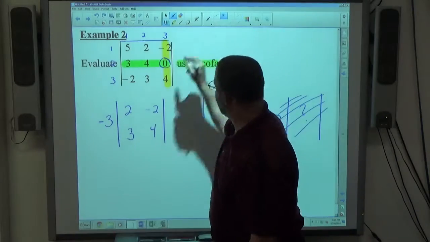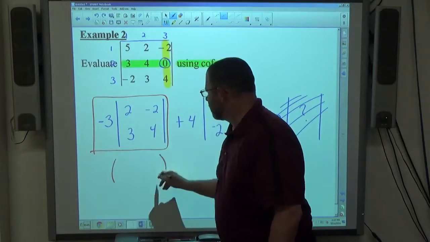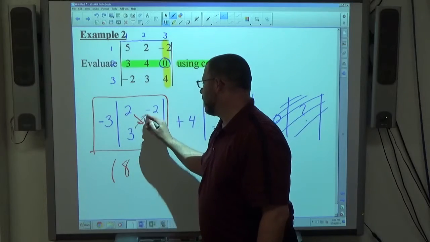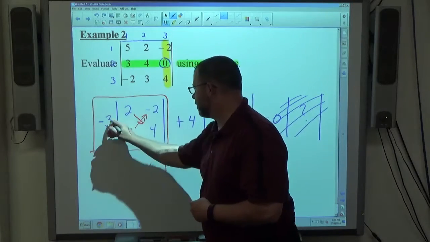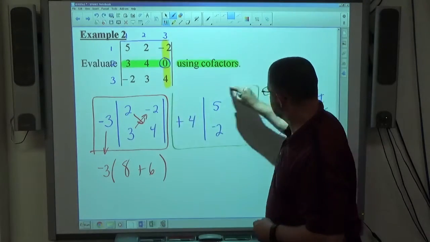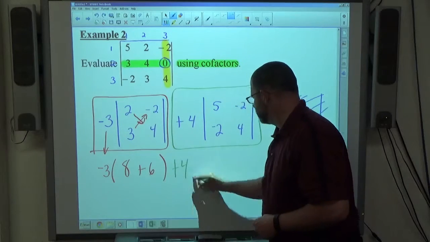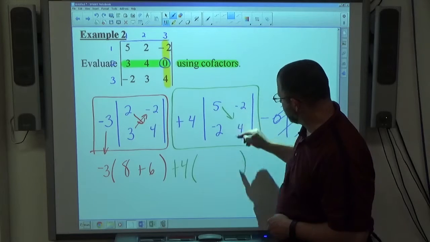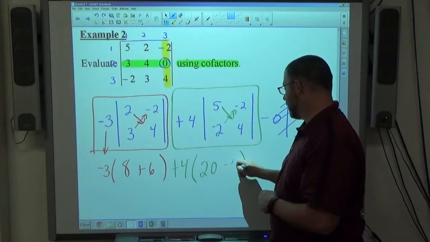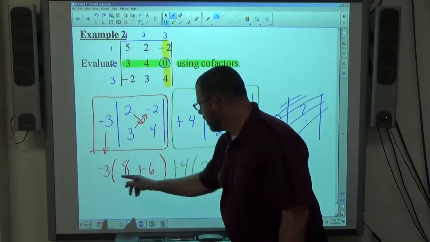So all we have to do is evaluate each of these individually. If you look at this one, the matrix part of it, the determinant part of it, 2 times 4 diagonally down gives me positive 8. Diagonally up I get negative 6, I subtract that, and that's being multiplied by negative 3. And then this one, I got the plus 4. And then for the determinant, 5 times 4 down is positive 20. Negative 2 times negative 2 up is positive 4. We subtract that.